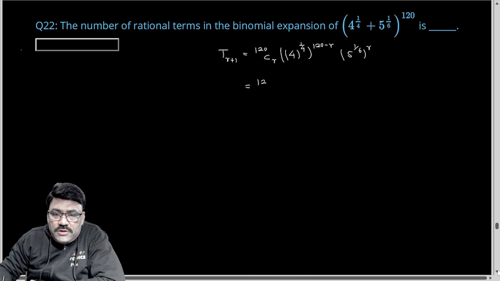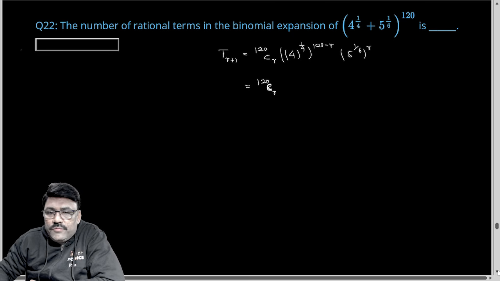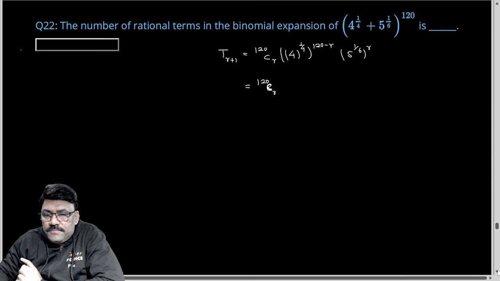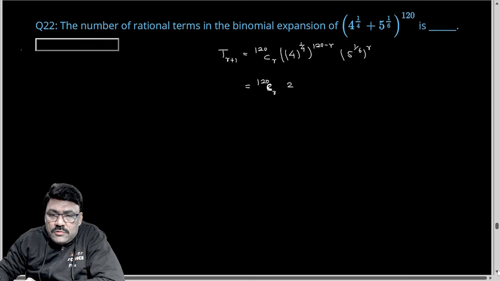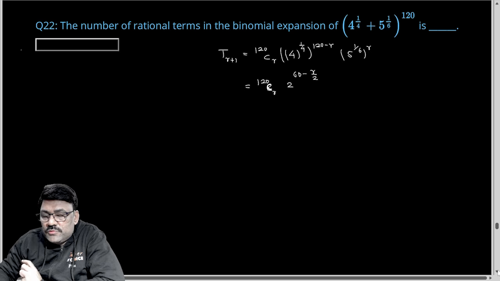So it is 120 C r. 4 can be written as 2 square. So it is 2 raised to (60 minus r) by 2, because 4 can be written as 2 square, so it is 2 raised to half. So 60 minus r by 2, and 5 raised to r by 6.